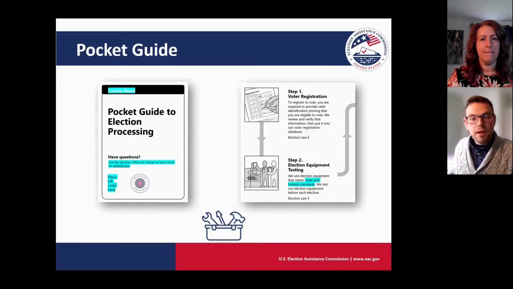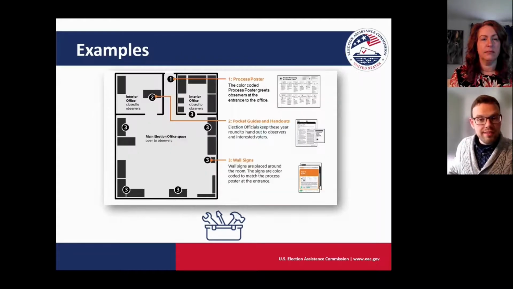Like the process poster, the Pocket Guide includes all 12 steps included in the toolkit. The Pocket Guide can be printed double-sided on a single piece of paper and folded into quarters. You can print and distribute the Pocket Guides at your office, during voter registration drives, or other events, or at your polling locations. Consider sharing the Pocket Guide on your website or sending the files directly to schools and nonprofit organizations.